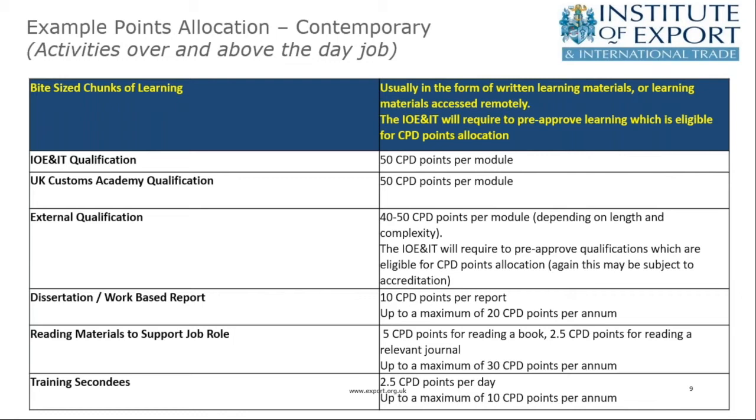So for example, here a qualification with the Institute of Export and International Trade, the UK Customs Academy, you can earn up to 50 CPD points per module of learning. So if, for example, a qualification has 4 modules, if you complete one module, you can claim up to 50 CPD points, which in many respects is your CPD allocation for the year. But that recognizes the length of time that's needed to actually complete the module. It is possible again to claim CPD points for external qualifications.